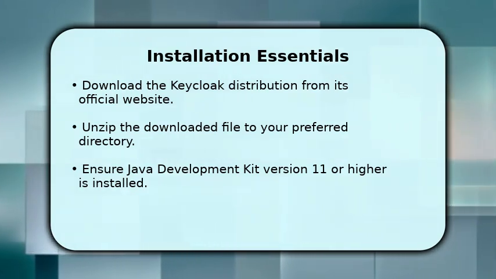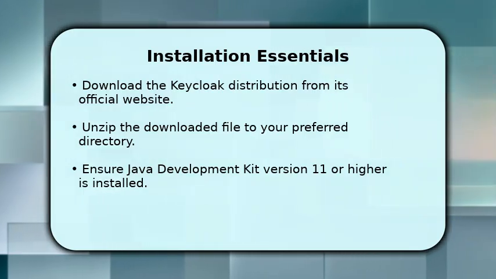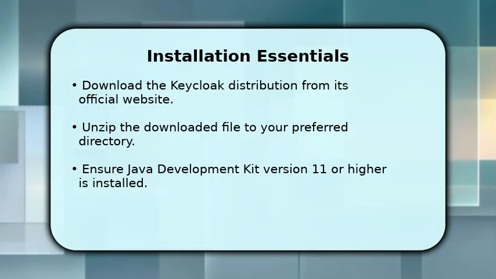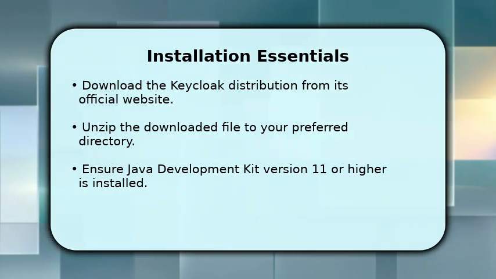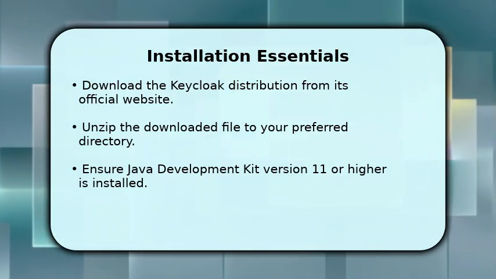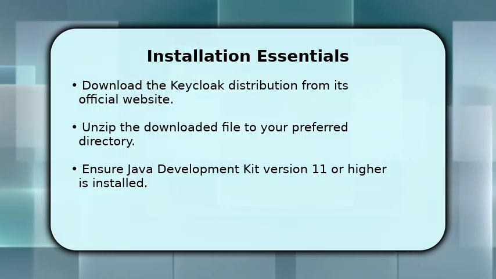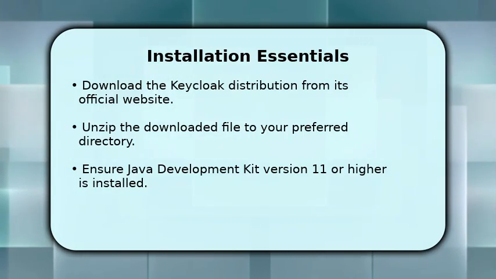Once downloaded, extract the archive to a location of your choice. Make sure you have Java Development Kit version 11 or higher installed on your system, as Keycloak relies on it. Then, navigate to the bin directory within your extracted Keycloak folder and execute the appropriate startup script for your operating system to launch the server.